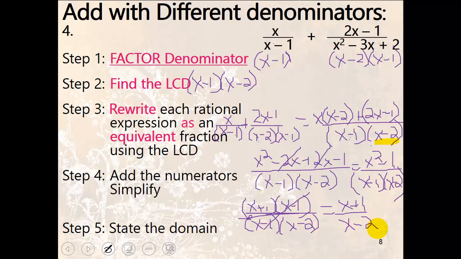Okay, now I have to state my domain. So go back to your original and make sure that you pick up every exclusion from the beginning expression. So it's all x's such that x cannot equal positive 1. Remember, it's the opposite of this, positive 1 or positive 2. X cannot equal 1 or 2.